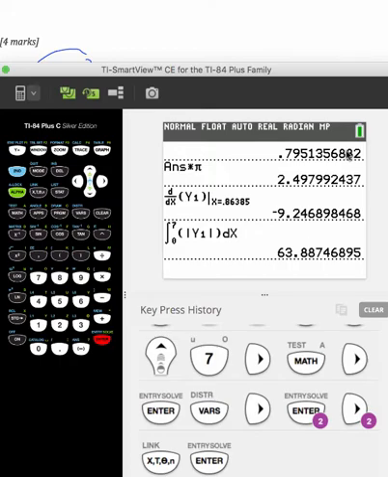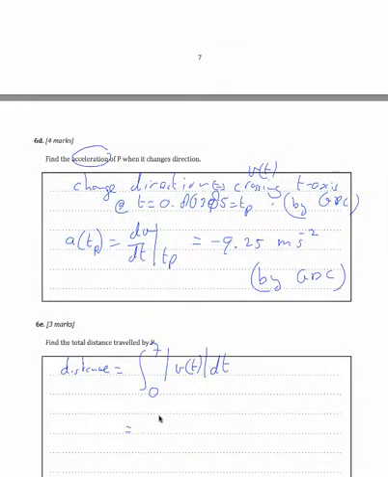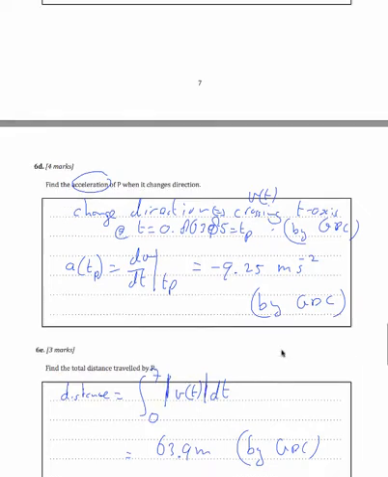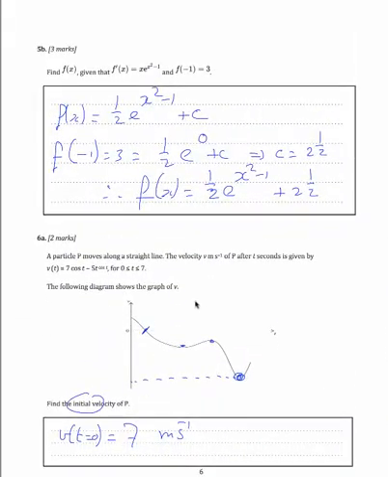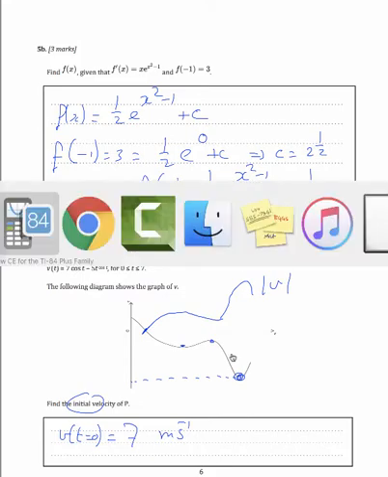63.9 meters by GDC. Distance, of course, is the total meters moved, and that's why I put it in absolute value signs. If you go back and look at this, what does the absolute value sign do? It makes this look like this, right? So this is absolute value, and this is exactly what we want. Good.